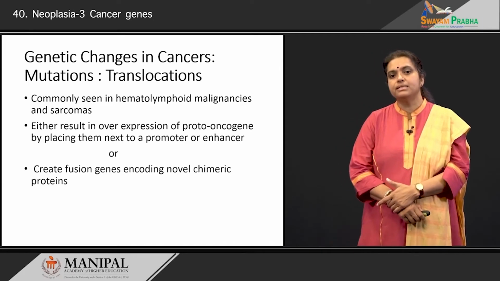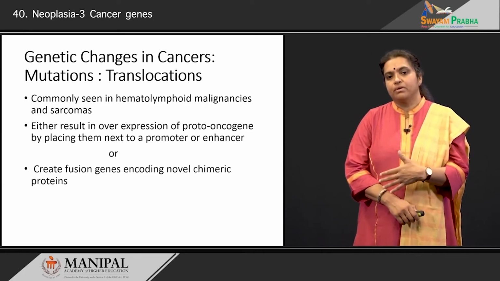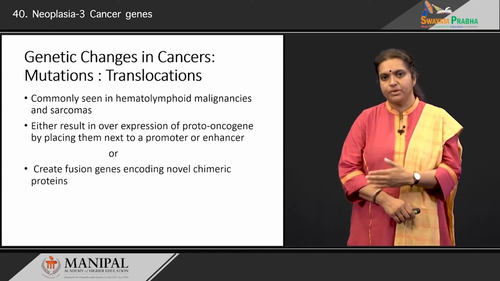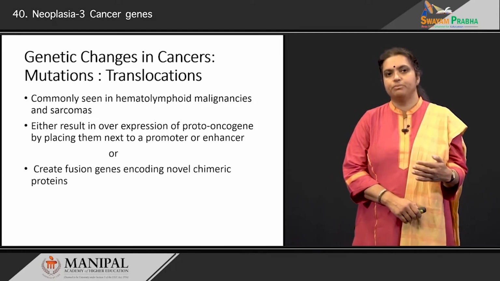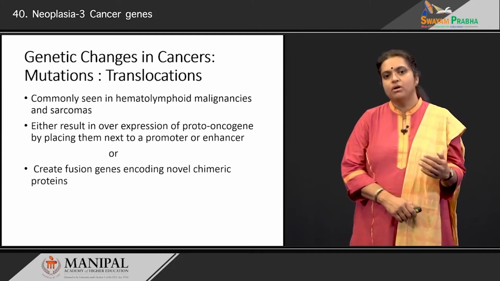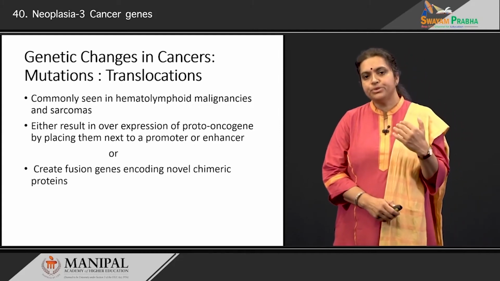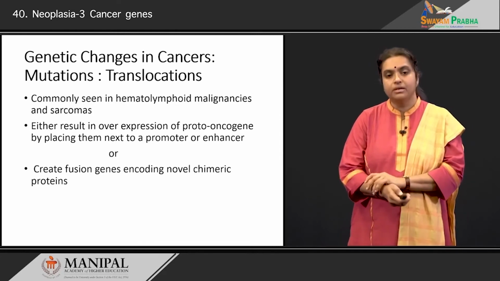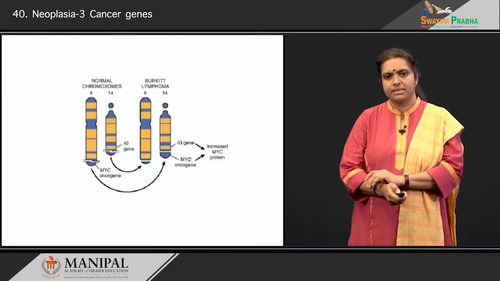One is overexpression of a proto-oncogene because it is placed next to a promoter or enhancer, or it can create a fusion gene that will encode a novel chimeric protein. Now, what do you mean by that? I will give you some examples.